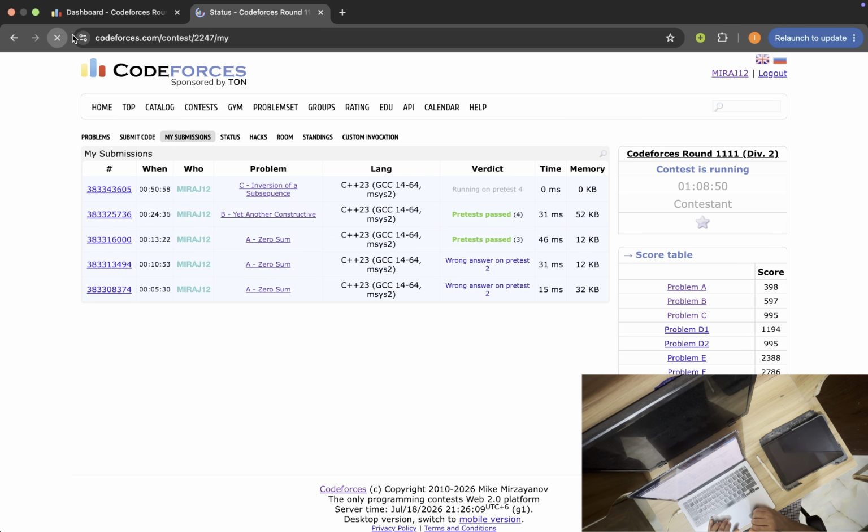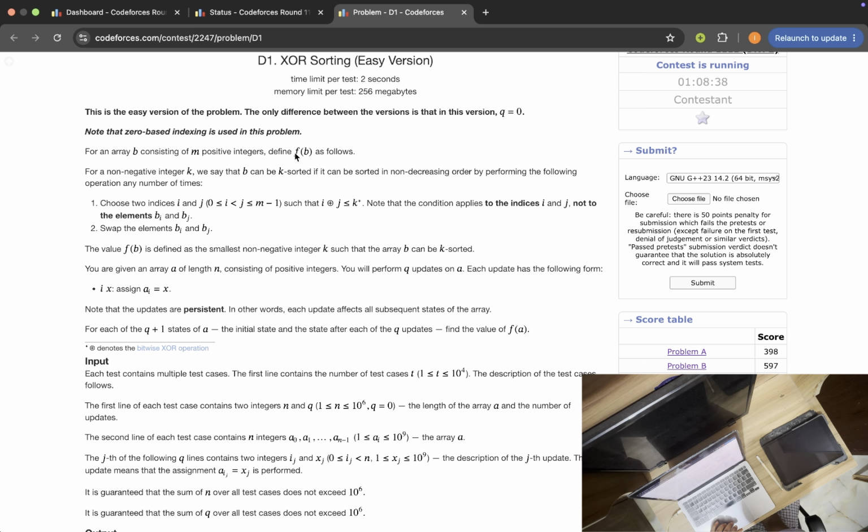Okay, for an array B consisting of m positive integers, define f(B) as follows. For a non-negative integer k, we say that B can be k-sorted if it can be sorted in non-decreasing order by performing the following operation any number of times.